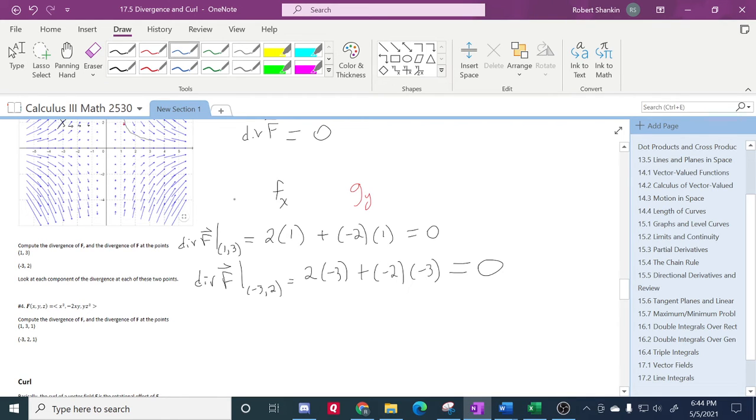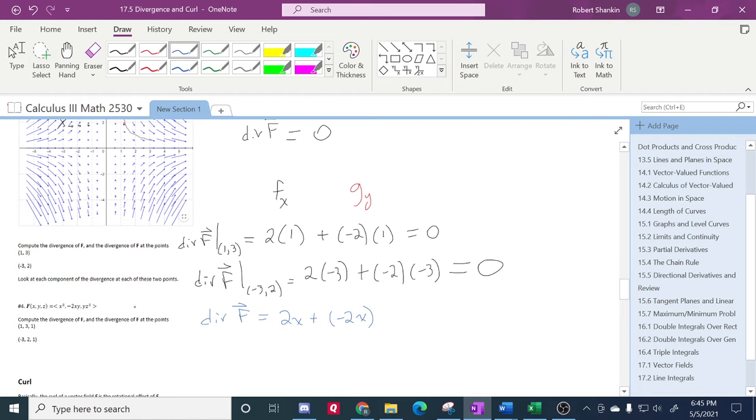On a 3-space function, compute the divergence of f. So the divergence of f is a simple task. You just take the partial with respect to x of the first one, so it's 2x. Partial with respect to y of the second one, negative 2x.